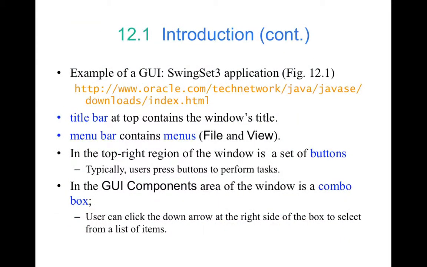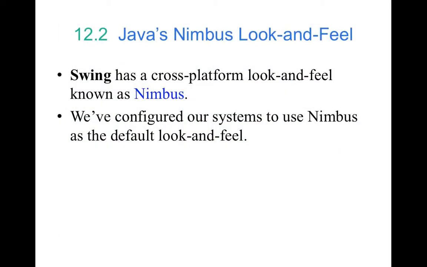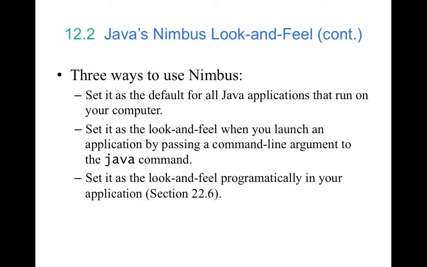So in order for us to make this go, for these GUI components, we use something called Swing. And what Swing has, like they say here, is a cross-platform look and feel known as Nimbus. It says we've configured our systems to use Nimbus as the default look and feel, but really we haven't configured anything yet. We're going to configure our system soon. All right? So there are 3 ways to use it. We can set it as a default for all our Java applications that run on your computer, and we can set it as a look and feel when you launch an application.